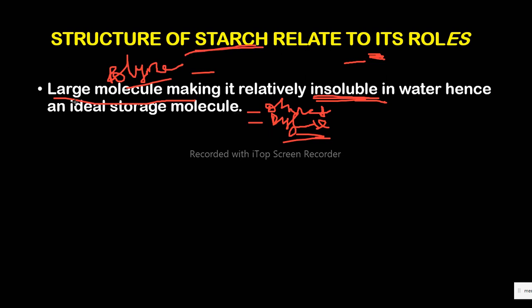And so the starch, being a relatively large molecule that is insoluble in water, won't impact on the osmotic pressure of the cell, and also it won't tend to diffuse out of the cells. And so it will be ideal for storage. Not so? That's brilliant.